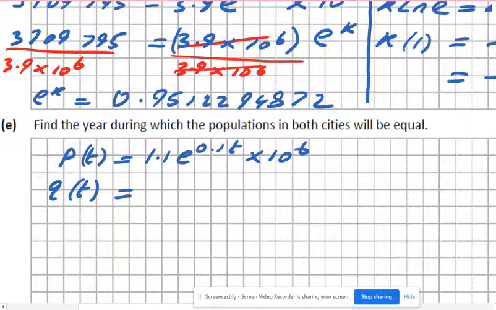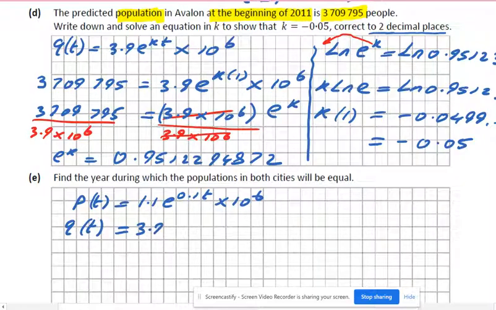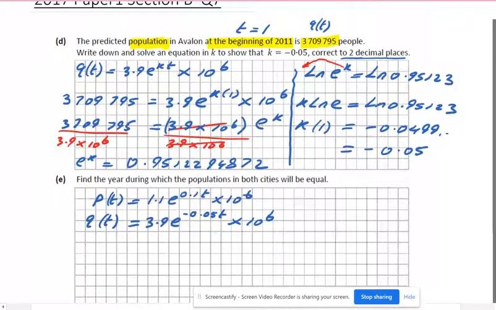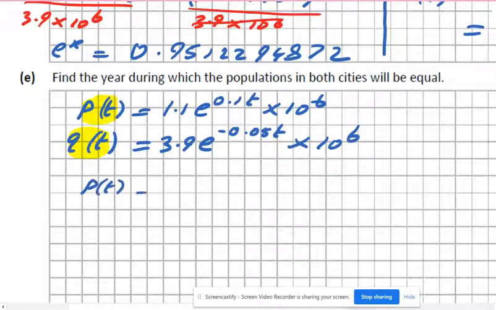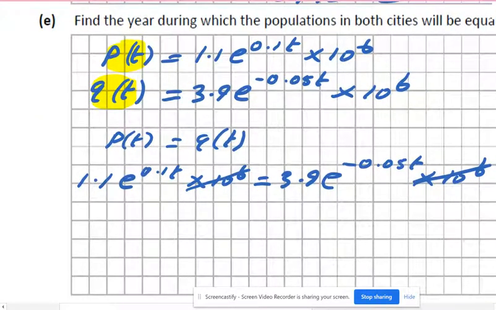And Q(t) is what we have just been working with, which is 3.9 e to the power of kt. Now we've just found k, which is minus 0.05, multiplied by 10 to the power of 6. Now at this stage they're both equal, so we put them equal. So P(t) equals Q(t), which means that 1.1 e to the power of 0.1t by 10 to the power of 6 is equal to 3.9 e to the power of minus 0.05t by 10 to the power of 6. And the first thing that goes is the 10 to the power of 6 on both sides. That's now gone. And we can bring all our e's to one side. t is the unknown we're looking for, so bring all our t's to one side if we can. And the t's are attached to the e's, so that means bring the e's to one side.